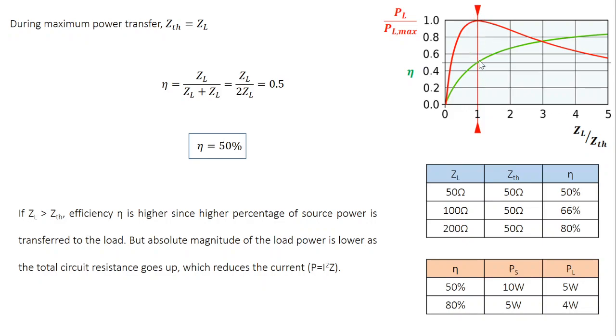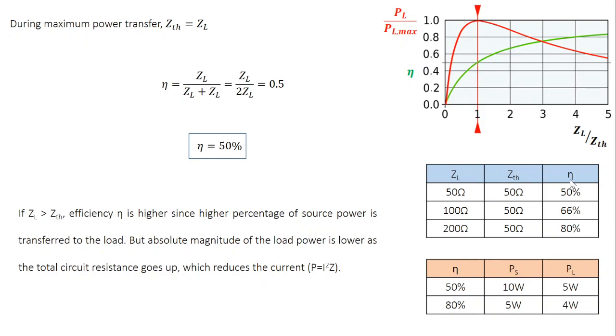But clearly you can see efficiency is not the highest. It is around 50%. But as you increase ZL by ZTH, or when ZL is greater than ZTH, you can see that the power is decreasing, but the efficiency is increasing. So clearly, these two are not following the same trend. These are quite opposite. Let's plug in some values here and do a number game.